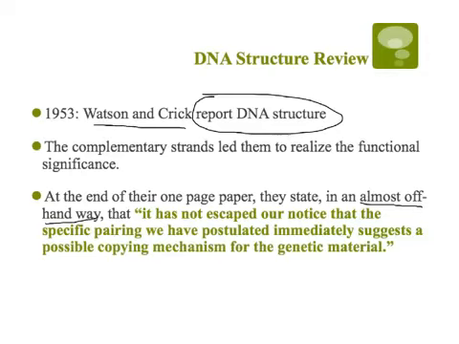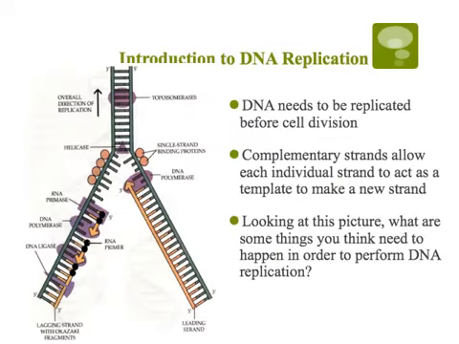So in layman's terms, what they were saying is that the fact that A always pairs with T and C always pairs with G is going to make it really, really easy for DNA to replicate or copy itself. So let's look at this a little bit more.